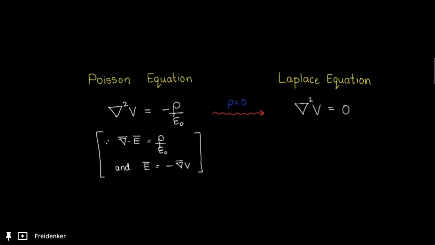Derive it yourself. You have divergence of electric field is volume charge density by epsilon naught. And then you have electric field is equal to the negative of the gradient of your potential field. If you substitute this one in this one, you'll get this one. So that is fine. And when your volume charge density is 0, you'll get your Laplace equation. Nothing much to do here.